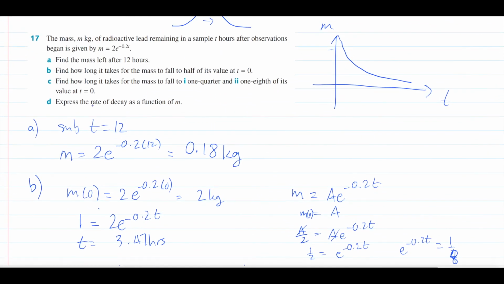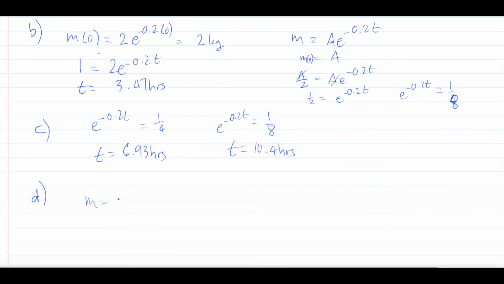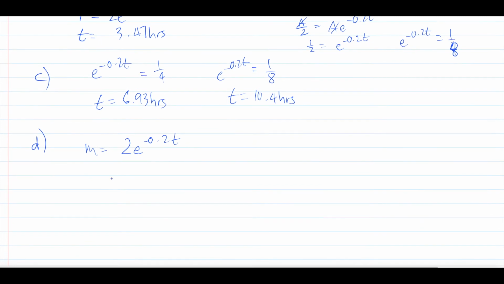It's asking, short question, express the rate of decay as a function of m. So m equals 2e to the power of negative 0.2t, and they're asking you for the rate of decay, which means the gradient, essentially the rate of change. If you were to differentiate this, you differentiate the power, you get negative 0.2, multiply that by the 2 in the front, and you get negative 0.4e to the power of negative 0.2t.